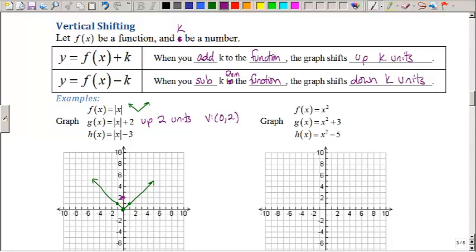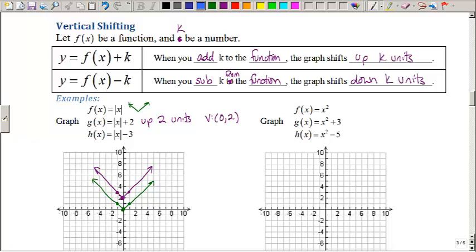From that new vertex, to get my other points, I'm going to go right 1, up 1, and left 1, up 1, because that would also shift up these points 2 units. Connect your lines to create another v-shaped function, and the purple function does look like it's the green function, only shifted up 2 units. The third function, h of x, equals the absolute value of x minus 3.